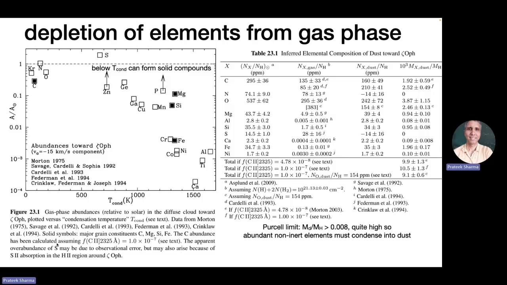So the apparent overabundance of sulfur here. It looks like towards this sight line, sulfur in the gas phase is more than in the sun. The apparent overabundance of sulfur may be due to observational error, but may also arise because of S2 absorption in the H2 region around gamma of you, around zeta of you. So, the real things are quite complicated.